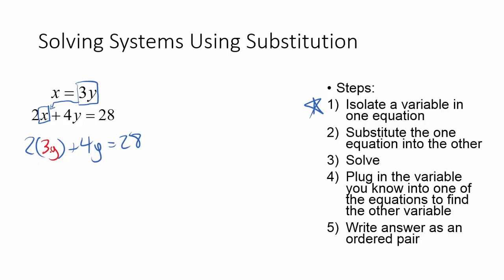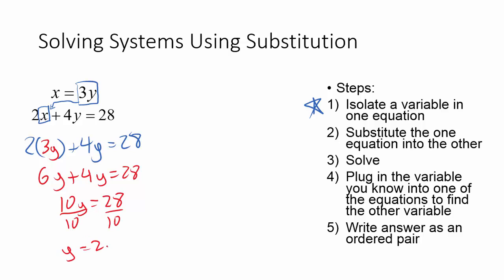So I'm going to take 2 times 3y to get 6y, so we get 6y plus 4y equals 28. And then if I go ahead and add, we get 10y equals 28. And then if I divide by 10 on both sides, I'm going to get y is equal to 2.8. Okay, so that should get us our first answer there. So we plugged the equation in and we just solved. All right, and we got y is equal to 2.8. Here's what we know so far.